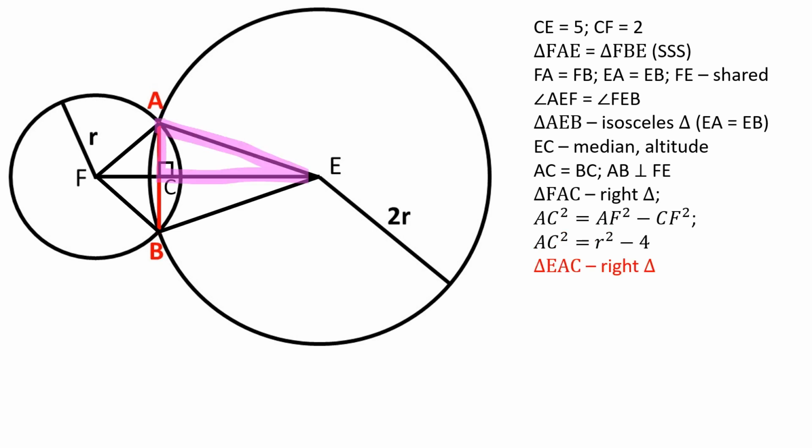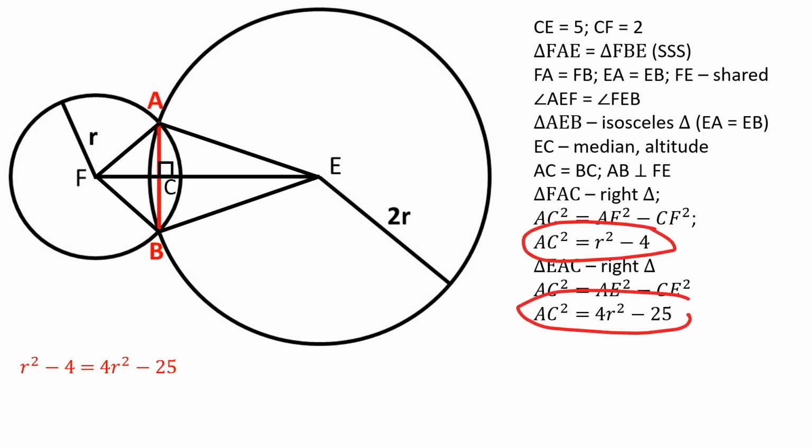Triangle EAC is also a right triangle. By the Pythagorean theorem, AC squared is equal to AE squared minus CE squared. Let's sub in the values. AC squared is equal to 4R squared minus 25.